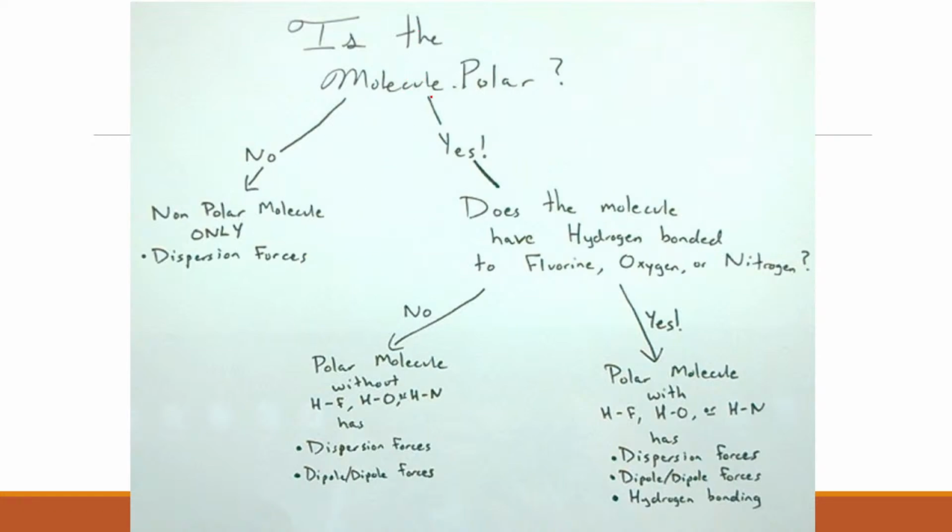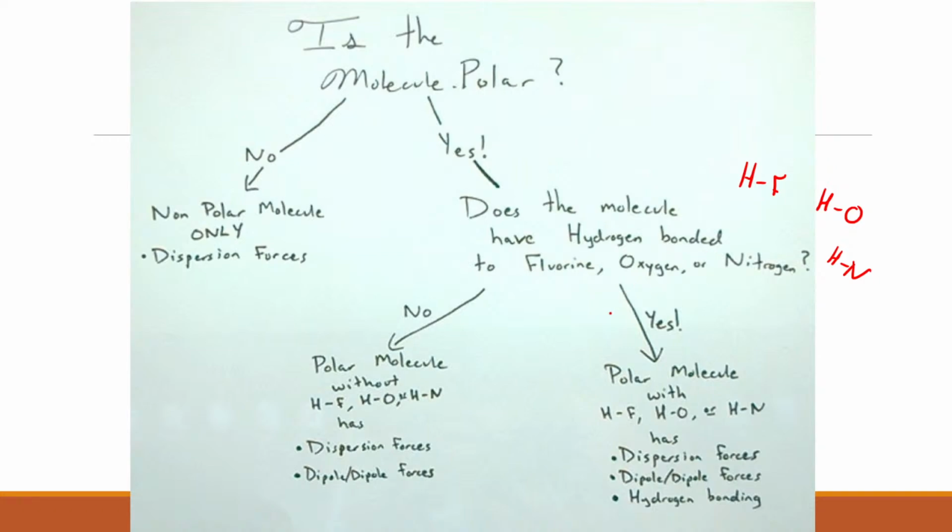If the molecule you're looking at is polar, you have to ask a follow-up question. Does it have H connected to F, H connected to O, or H connected to N? If it does not have HF, HO, or HN, it is a polar molecule with dispersion forces and dipole-dipole forces. There's a magnetic attraction, but it's not one of the three strongest.